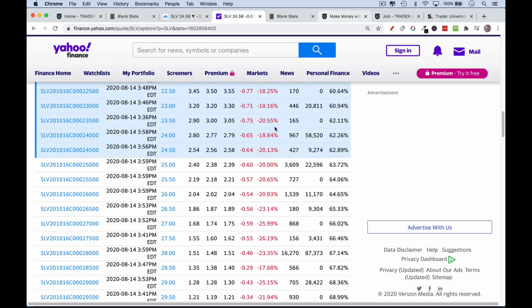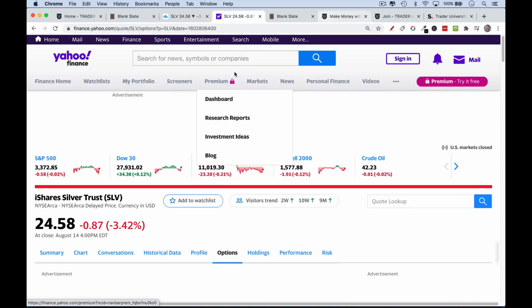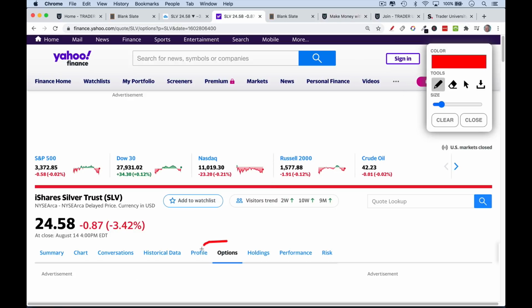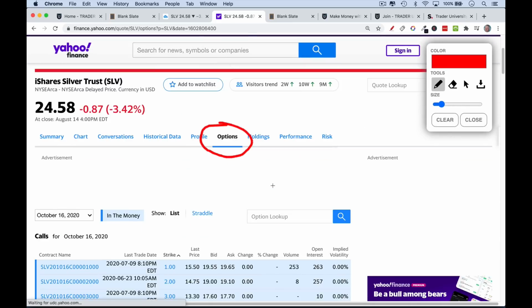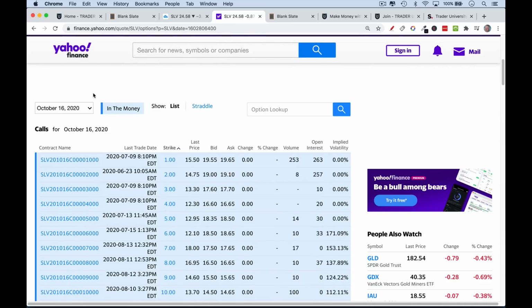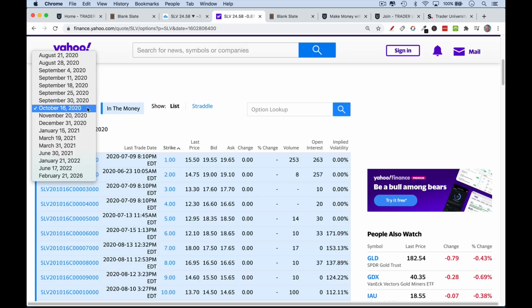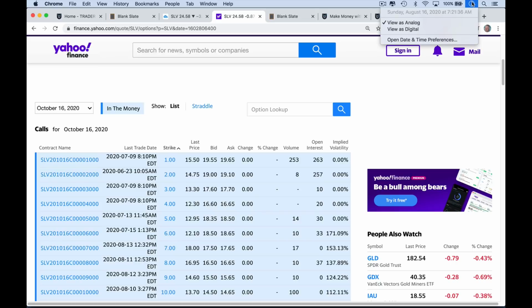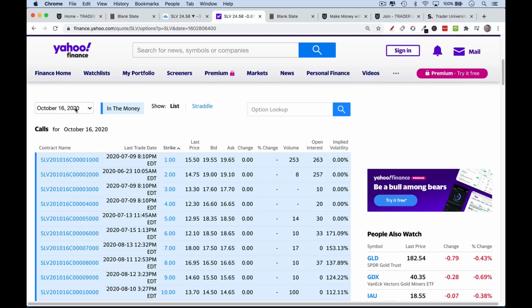So the next thing I do is I just go to Yahoo Finance, I type in SLV up here, and then I click right here where it says options. And then I scroll down, and there's a drop down here where we can pick the expiration. I like to use calls when I'm doing covered calls that are about 45 to 60 days from expiration. So it is currently August 16th, so we're going to use the October 16th calls, the calls that expire on October 16th.